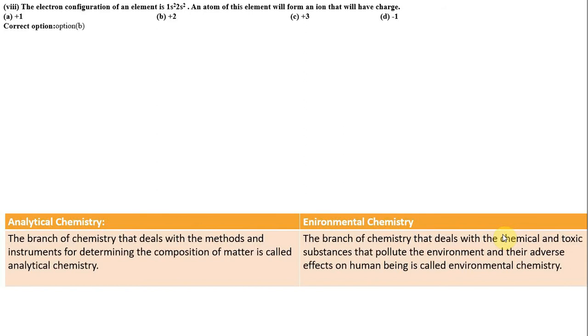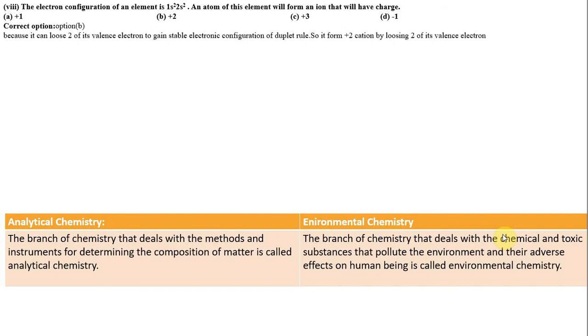Correct option is option B, because it can lose 2 of its valence electrons to gain a stable electronic configuration of the duplet rule, so it forms a +2 cation by losing 2 of its valence electrons.